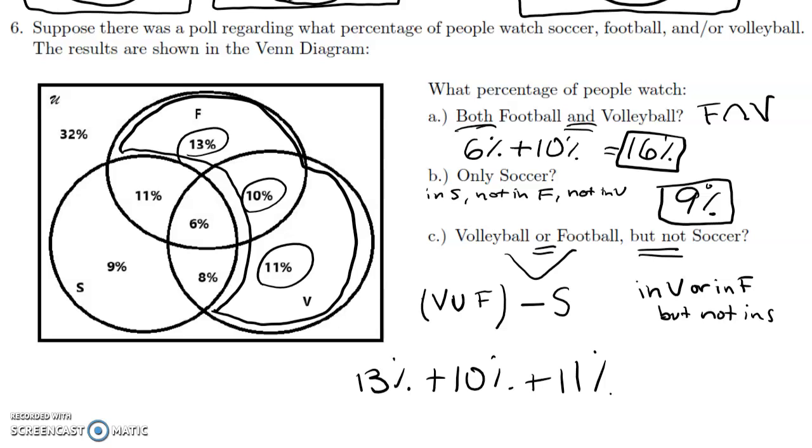If we think about what those represent, the 13% is the people who watch only football. The 10 is the people who watch football and volleyball, but not soccer. And the 11 is the people who watch only volleyball. So combining all those together, we have 34% of people who watch volleyball or football, but not soccer.